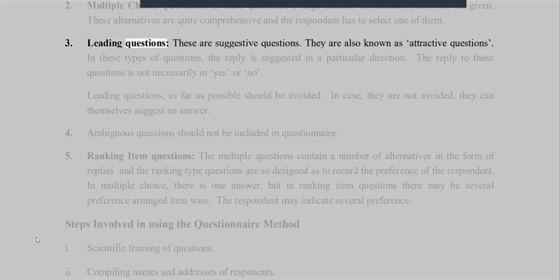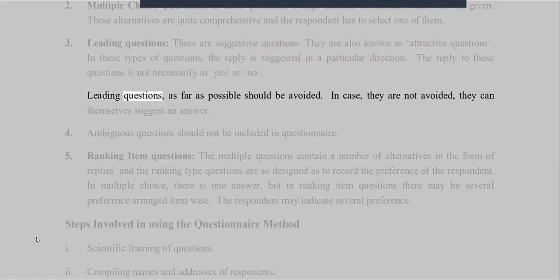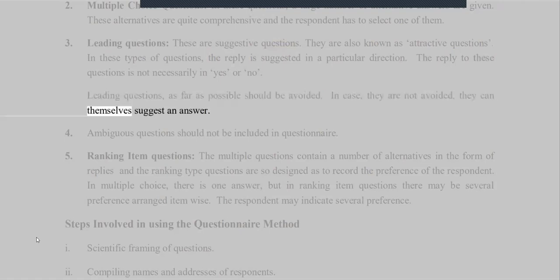3. Leading questions. These are suggestive questions. They are also known as attractive questions. In these types of questions, the reply is suggested in a particular direction. The reply to these questions is not necessarily yes or no. Leading questions, as far as possible, should be avoided. In case they are not avoided, they can themselves suggest an answer. 4. Ambiguous questions should not be included in the questionnaire.